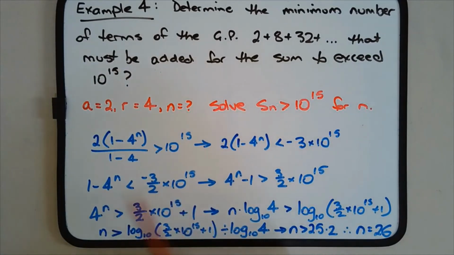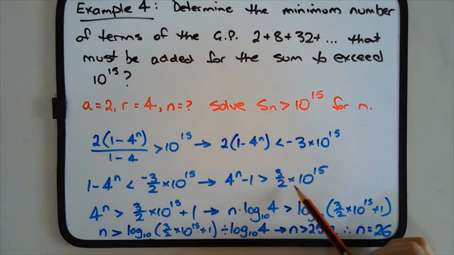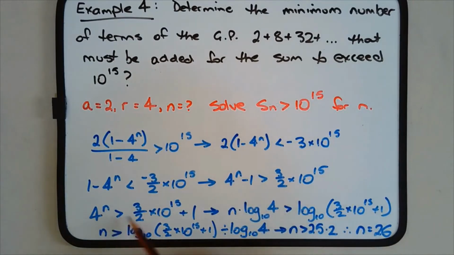If we multiply both sides by negative 1, so that instead of having negative 4 to the power of n, we just have 4 to the power of n. It does make life a little bit easier. We get 4 to the power of n minus 1 greater than, so we reverse the inequality symbol yet again, greater than 3 over 2 multiplied by 10 to the power of 15. Finally, we add 1 to both sides. So we have 4 to the power of n greater than 3 over 2 multiplied by 10 to the power of 15 plus 1.